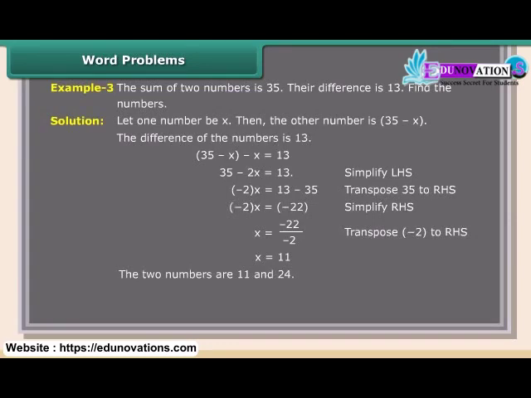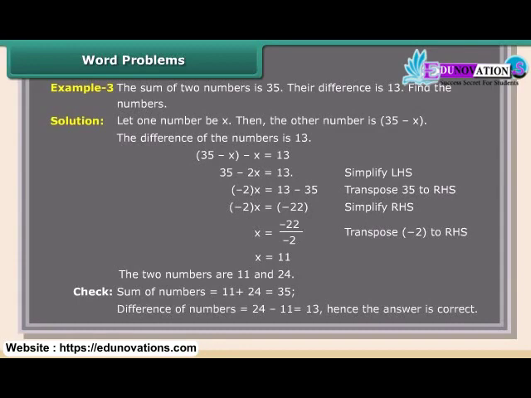The two numbers are 24 and 11. Check. Sum of numbers is equal to 11 plus 24, which equals 35. Difference of numbers is equal to 24 minus 11, which is 13. Hence, the answer is correct.